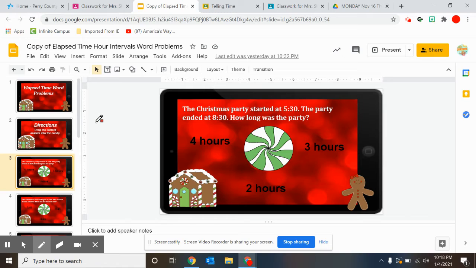So this problem says the Christmas party started at 5:30. The party ended at 8:30. How long was the party? So a super simple way to do this. You're going to draw a number line. At the beginning of the number line, you're going to put 5:30. That's when the party started. The end of the number line is going to be 8:30. That's when it ended. This is so much neater if you do it on your paper.